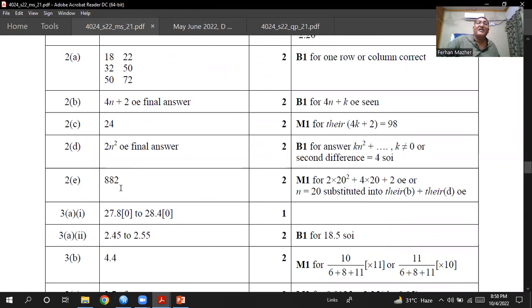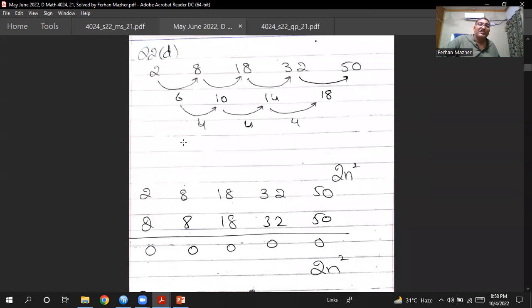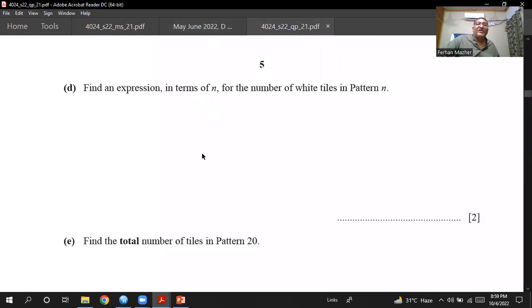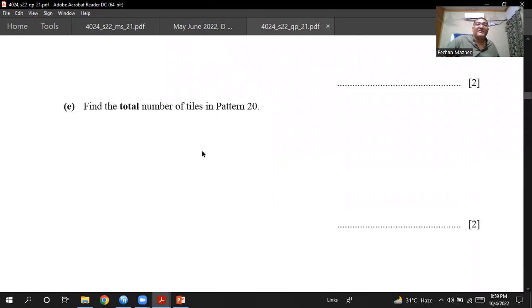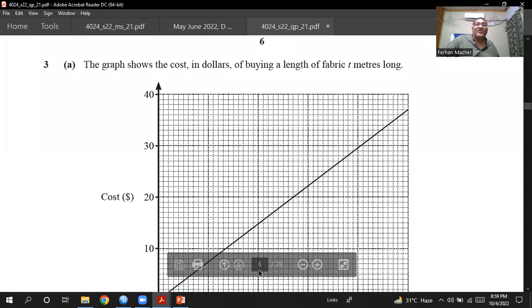882 tiles is the right answer, sir. So this is how you will do this question. Okay, so we are going to the next. He says find an expression in terms of n for the number of white tiles. We are done with this. Total number. Okay, so we are done with this. Okay, so we are going to the next question.